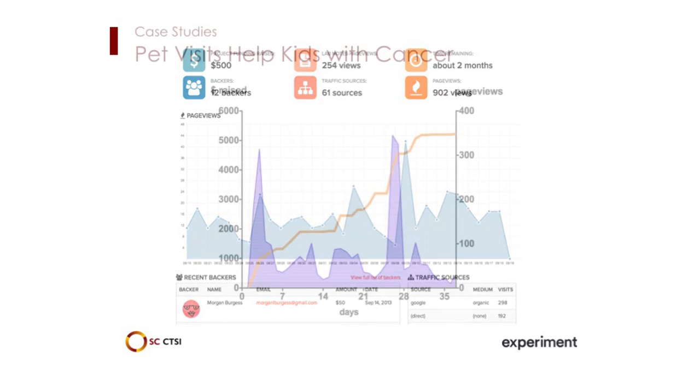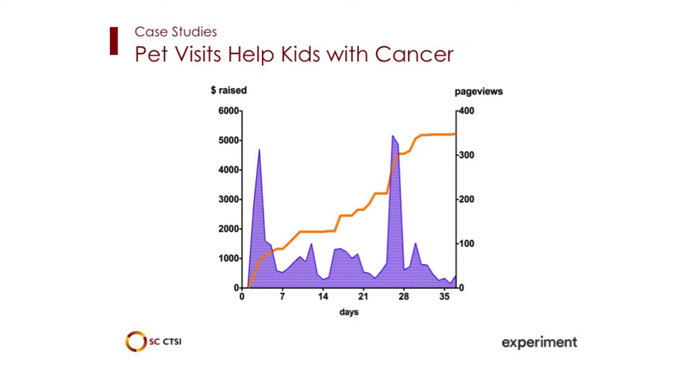Cool. So now we'll talk about specific case studies. We'll just go through a few examples to give you a breakdown of what actually happens during a crowdfunding campaign. So the mechanics here: on the left axis, you'll have the funding amount raised, and that's the yellow line showing progress towards their goal. On the right is the number of page views, and the blue area graph is the page views.